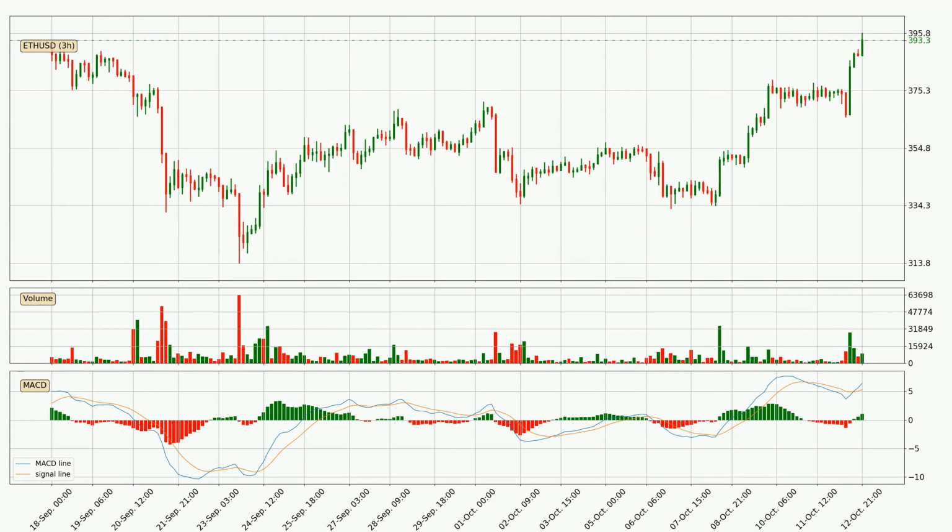Moving to the 3-hourly MACD, the MACD line is above the signal line, meaning that the trend is currently on the up. The MACD histogram shows that the momentum is currently strong and it could be expected the price to go further to the upside.